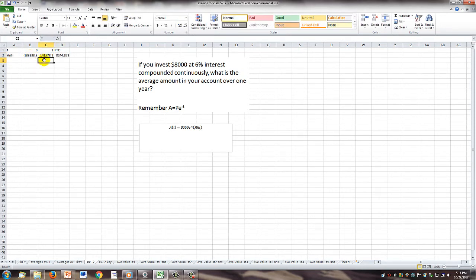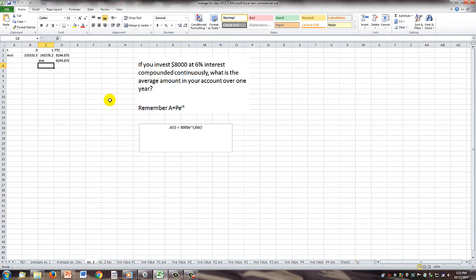And then if we want to find the average, it's going to be FTC divided by (B minus A), which I know is just 1, but I'm helping you remember the formula by stating it over and over again. And so it's, if you invest $8,000 at 6% interest compounded continuously, what is the average amount, A, in your account over 1 year?